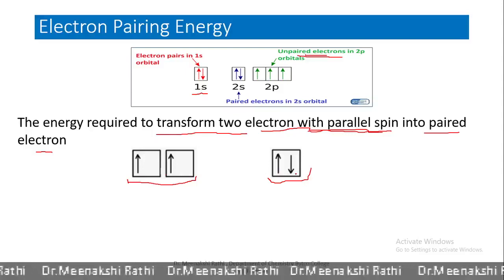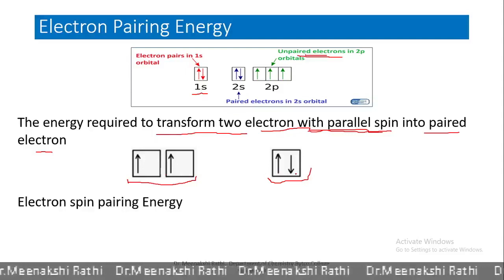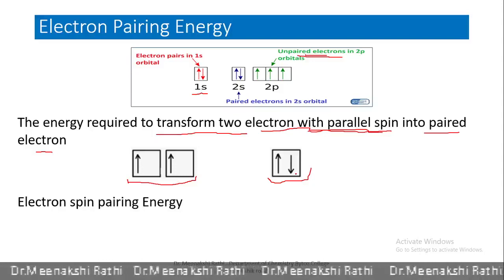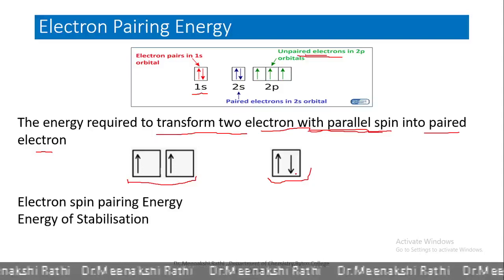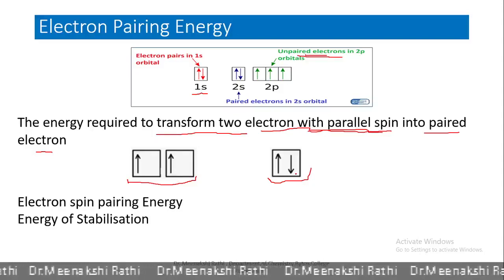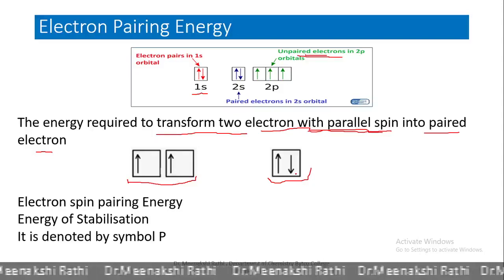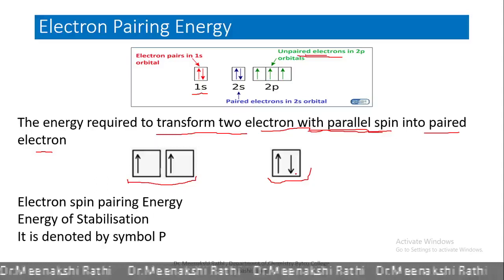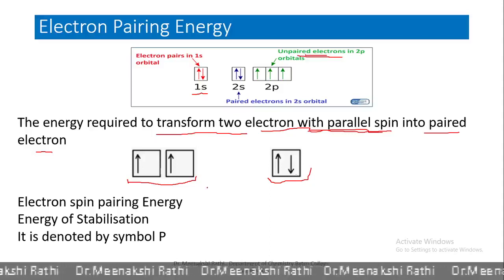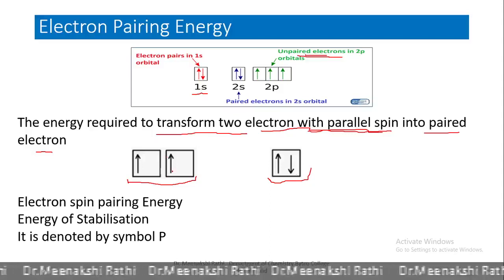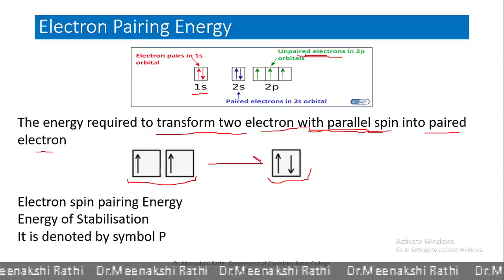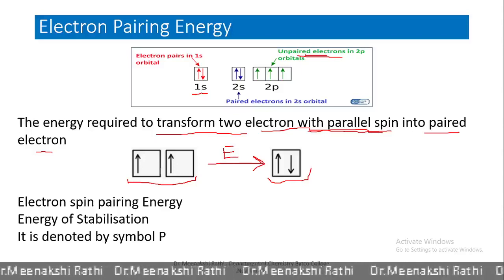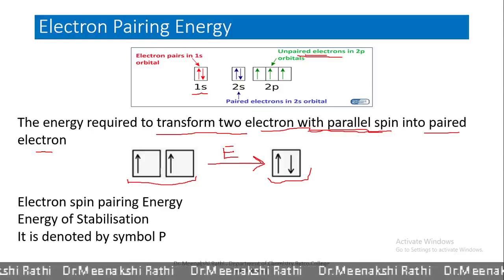Okay. So electron pairing energy is also known as electron spin pairing energy, as well as energy of stabilization, and it is denoted by the symbol P. The energy required to transform two electrons with parallel spin into paired electrons is called the electron pairing energy.